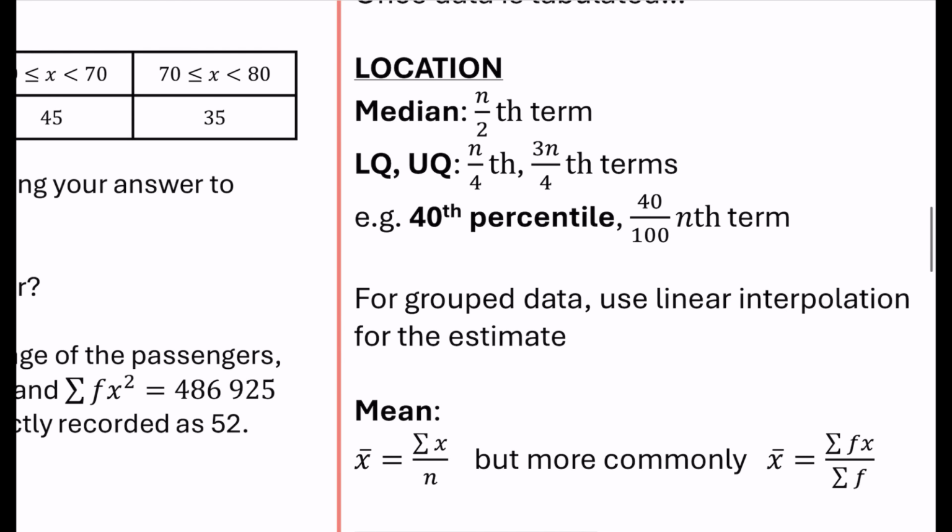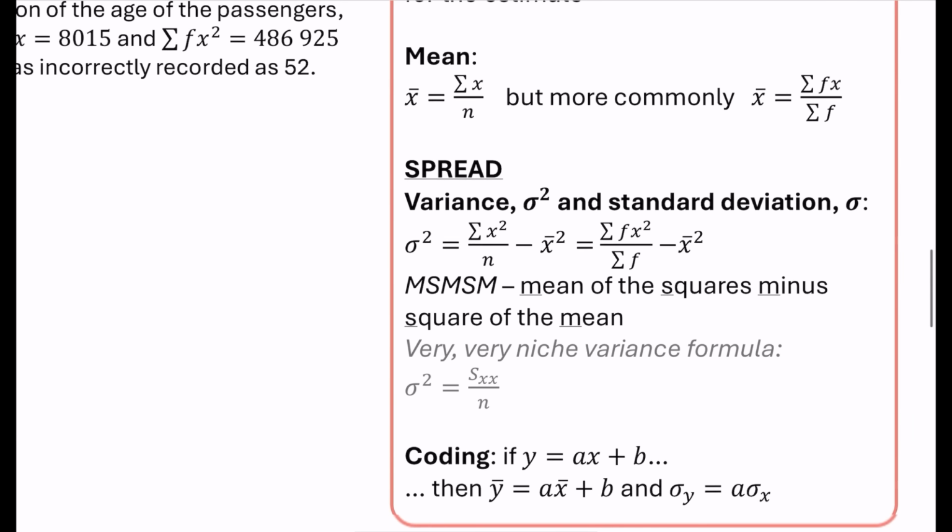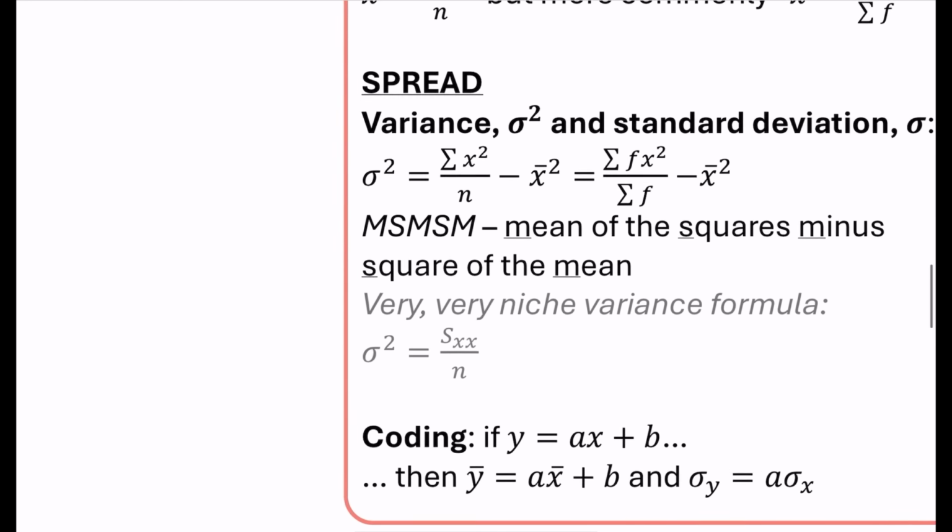Now, of course, with location, we also could say that mode is something that we could do. I'm not adding mode in here. This is A level, you know these things. You've looked at mode probably since year 7.